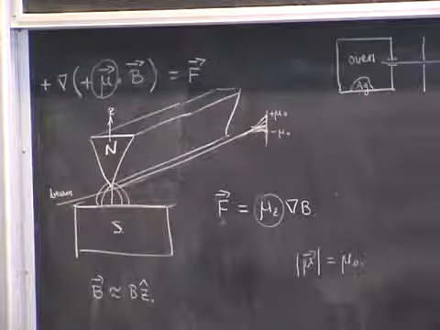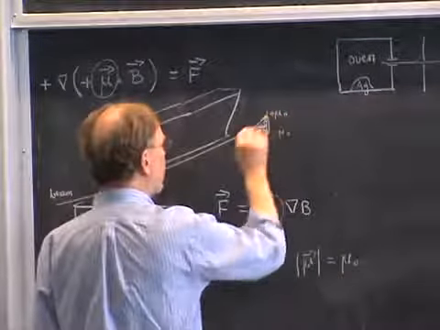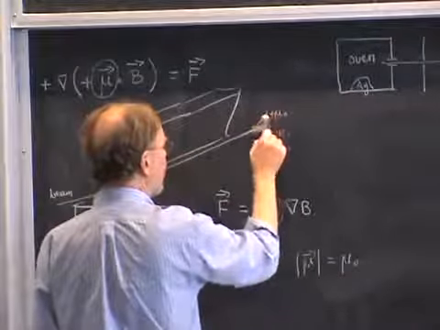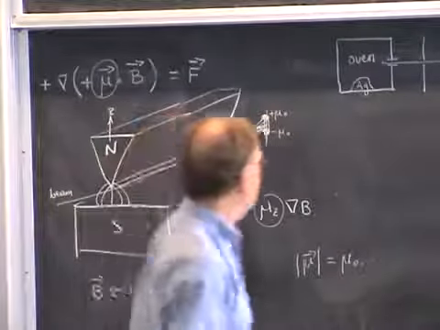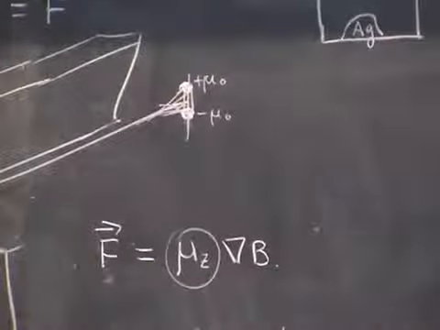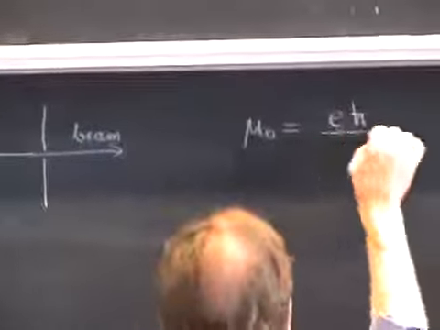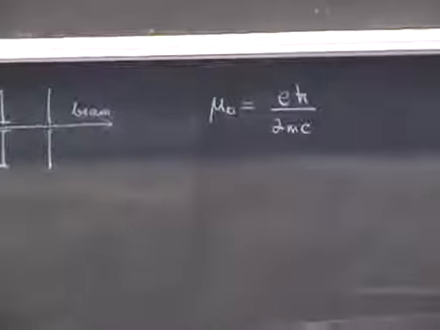Of course, what Stern and Gerlach found was something completely different. Instead of getting a continuous smear on their screen, they actually got two spots at plus and minus mu zero. And they were able to measure the value of mu zero, and it turned out to be in good agreement with the Bohr magneton that was known at that time. The value e h-bar over 2mc, the numerical value came out about right.